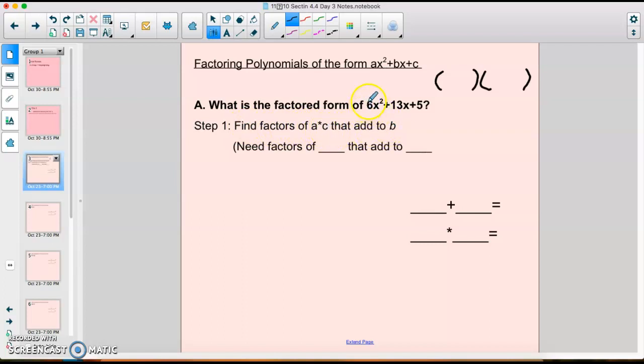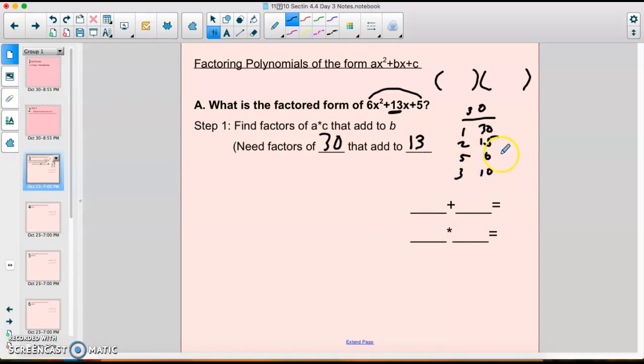So we're going to do 6 times 5 is 30. Now basically we need factors of 30, and they need to add up to this middle number. So they need to add up to 13. If we start thinking about factors of 30, we have 1 and 30, 2 and 15, 5 and 6, and I forgot 3 and 10.